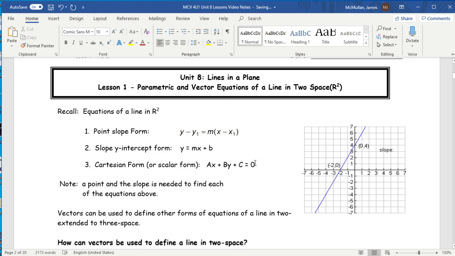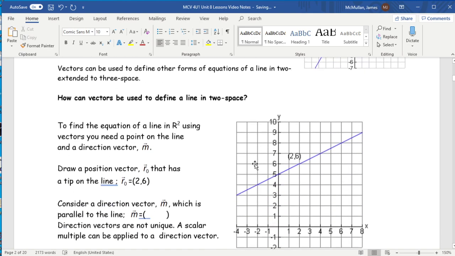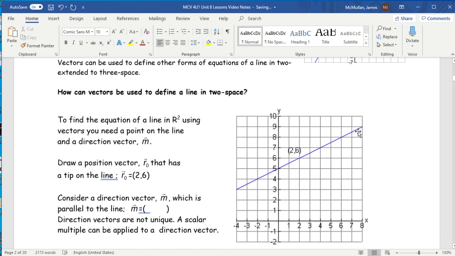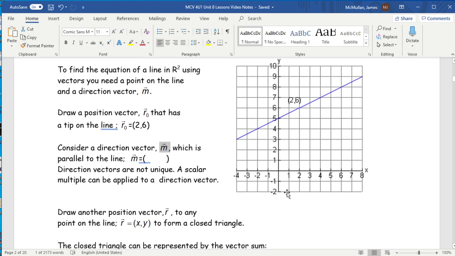Another way to define a line is as a point with a vector. You can imagine this by thinking of this line here: another way to express this line is as a vector sum. You need a direction vector that is parallel to the line, which would correspond to the slope. And then you would need a position vector that points you from 0, 0 to the line. If you add those 2 vectors together with all the different possible scalars on m, you would get every point on the line.